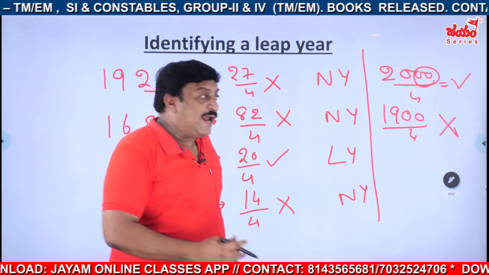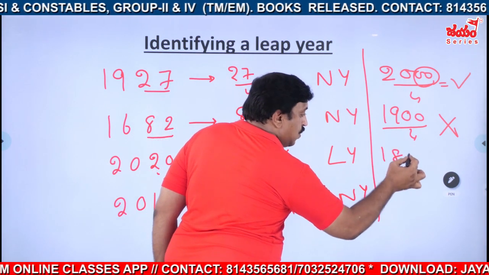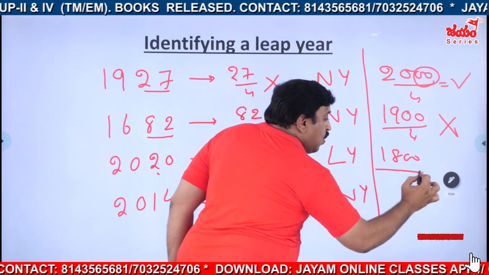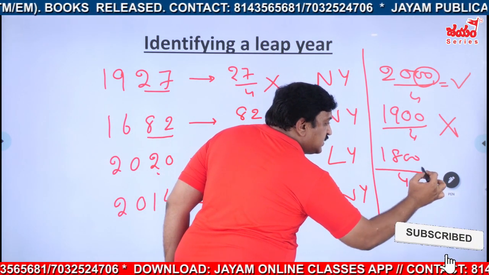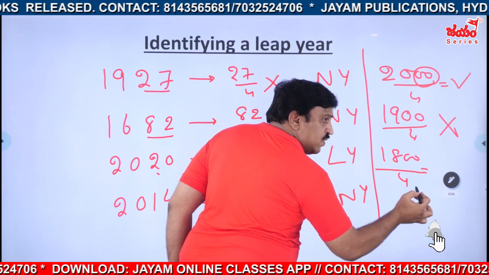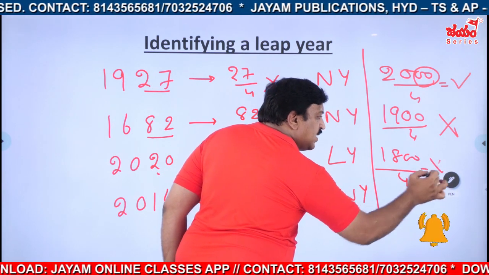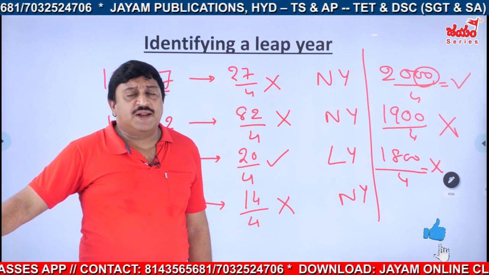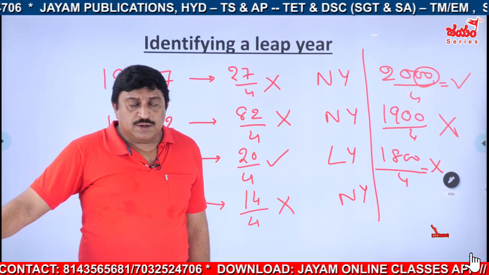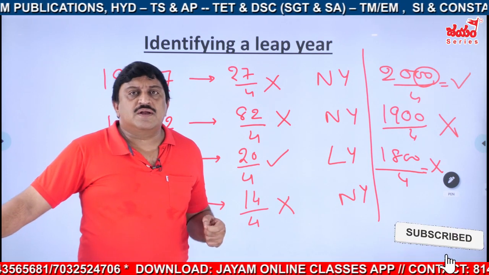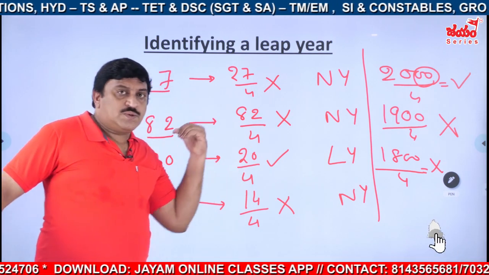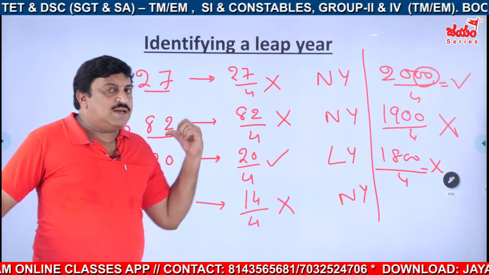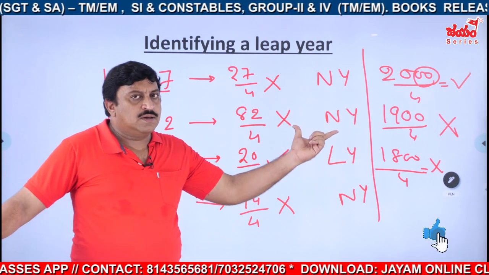2000, 1900. 1800? No. 1800, though it is divisible by 4, it is not a leap year. So what is this condition? Why is it happening like that? So, the condition: you observe these years. Is there any similarity between this one and that one?